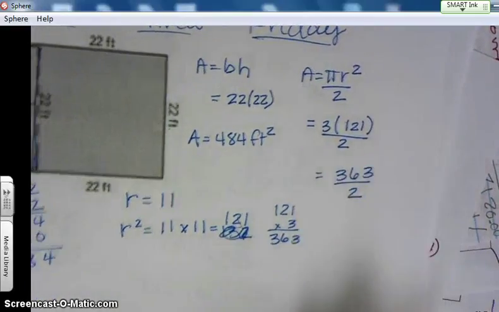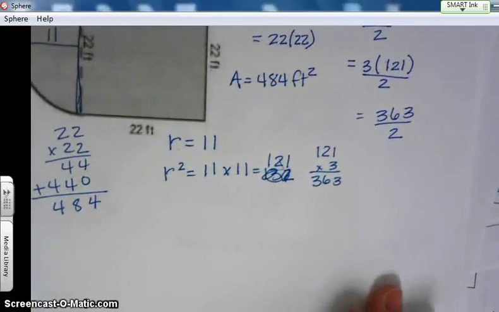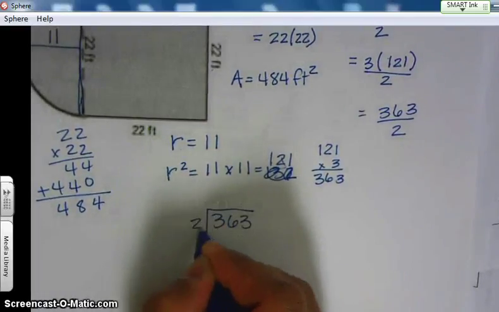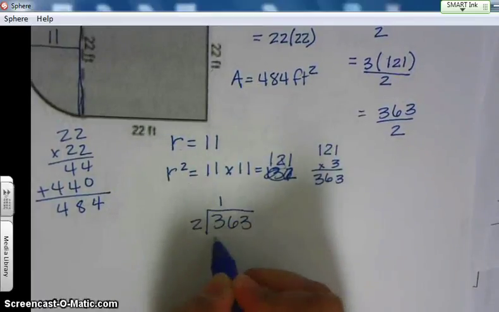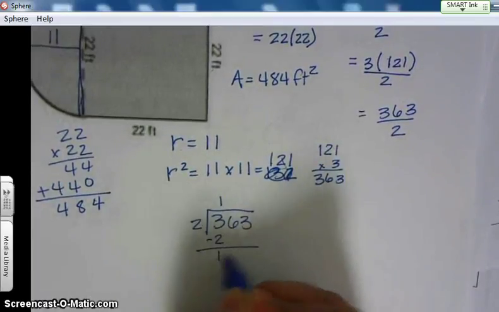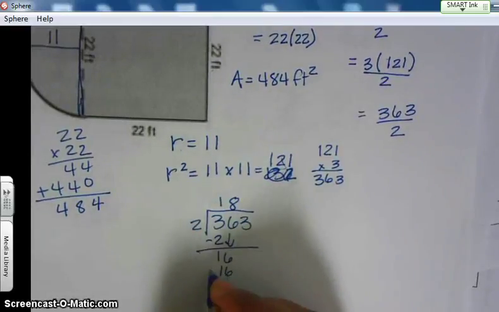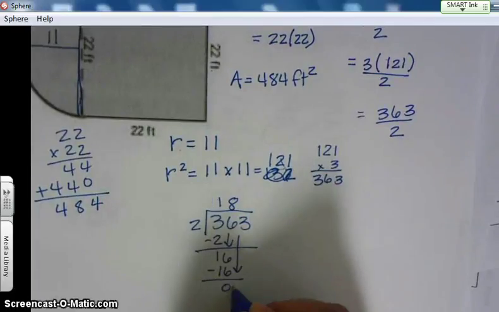Okay, so now I'm going to have to come down here and I'm going to have to do the math for 363 divided by 2. 2 goes into 3 one time. When I multiply, I get 2. When I subtract, I get 1. I bring down the 6. 2 goes into 16 8 times. 8 times 2 is 16. When I subtract, I get 0. I bring down my 3.